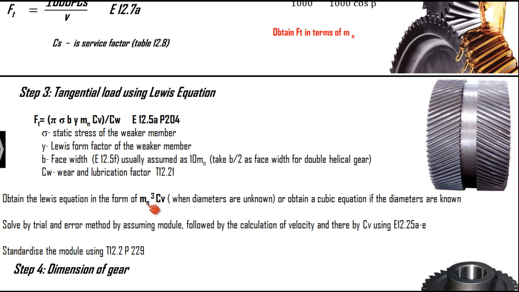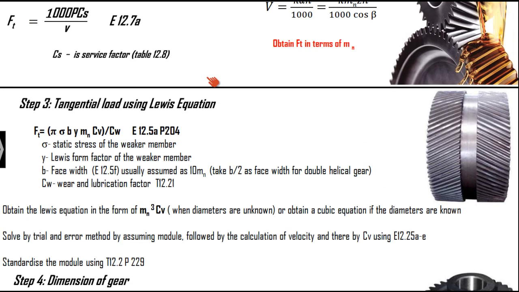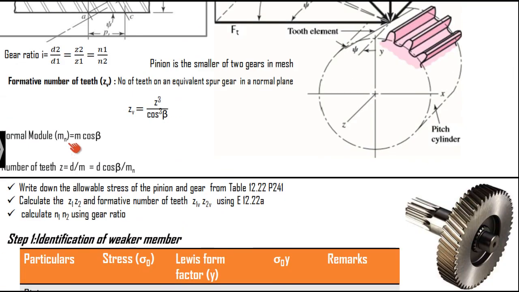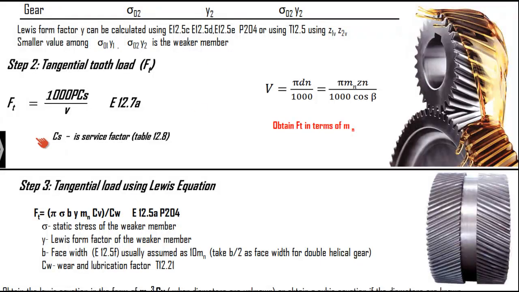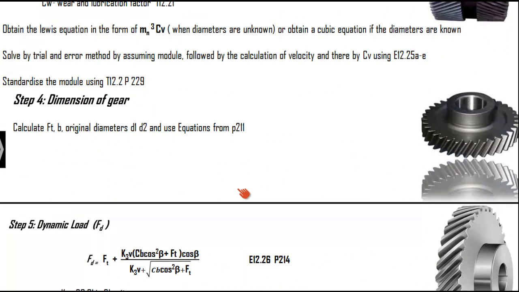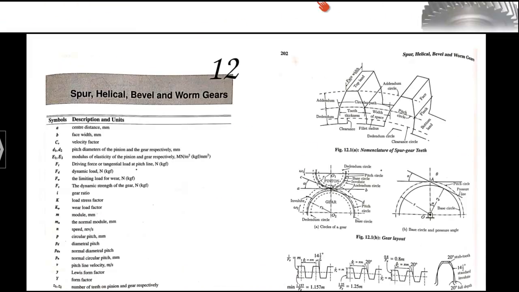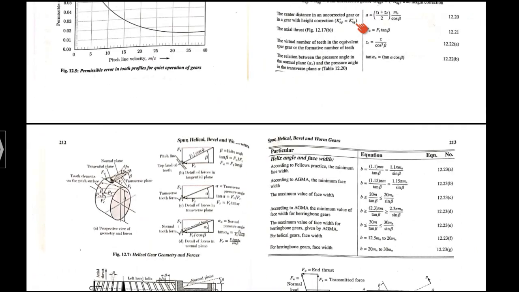to get the value of the normal module. Once you get the normal module, it's our duty to calculate FT, b, the pitch diameters D1, D2, and also the actual module using this equation. You have to calculate the actual module and the actual number of teeth. All those things you should calculate after step number 3. Those are the basic dimensions, and you can use the fundamental equations given in your data handbook to calculate all those things.